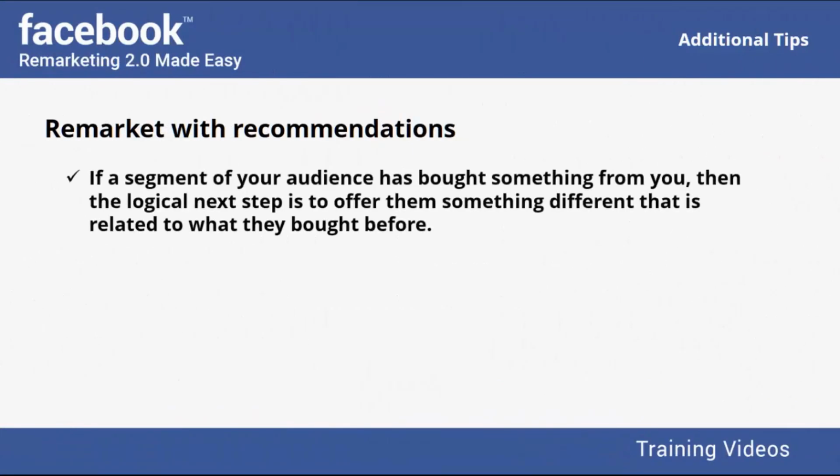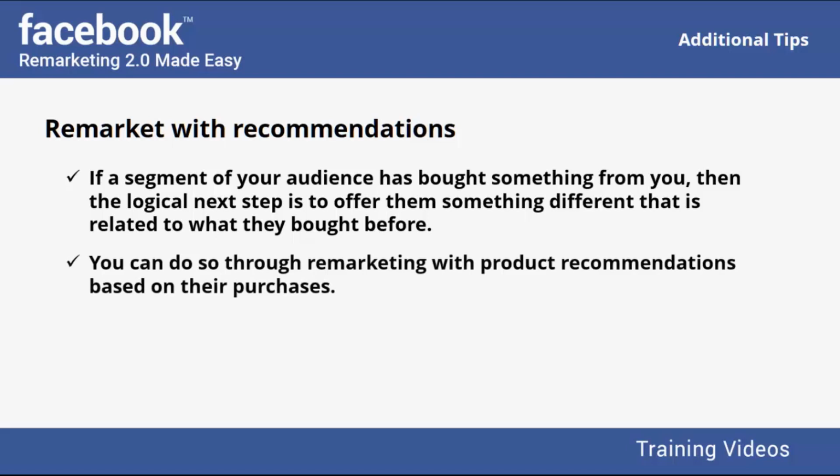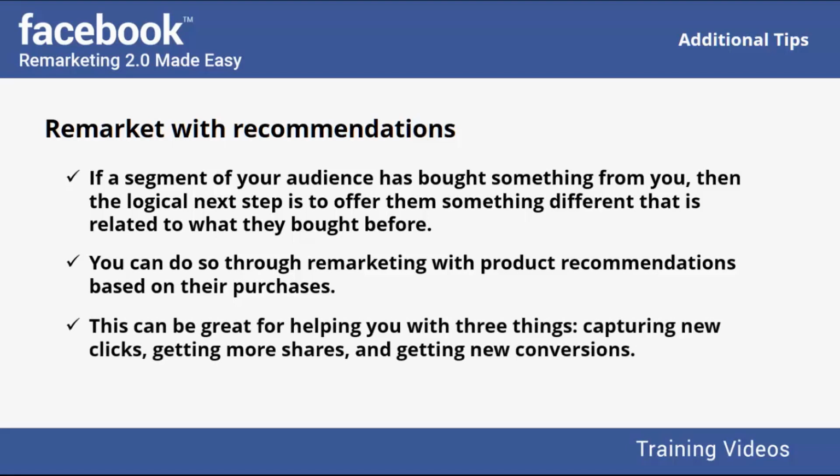Remarket with recommendations. If a segment of your audience has bought something from you, then the logical next step is to offer them something different that is related to what they bought before. You can do so through remarketing with product recommendations based on their purchases. This can be great for helping you with three things: capturing new clicks because they won't be presented as the same ad, getting more shares because if they liked your product, they will want to show what you offer to others, and getting new conversions.